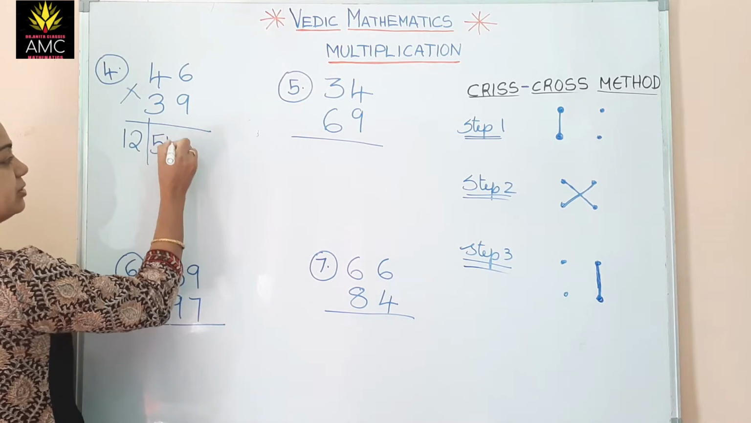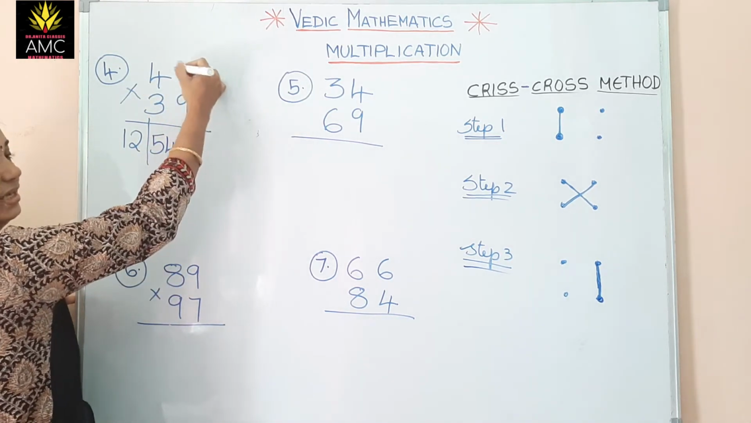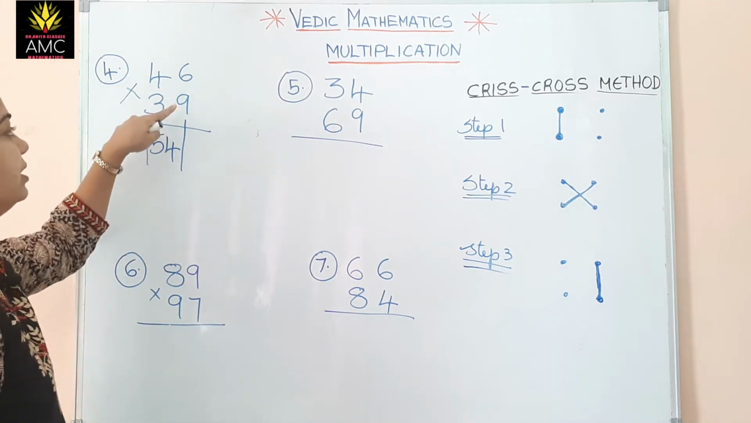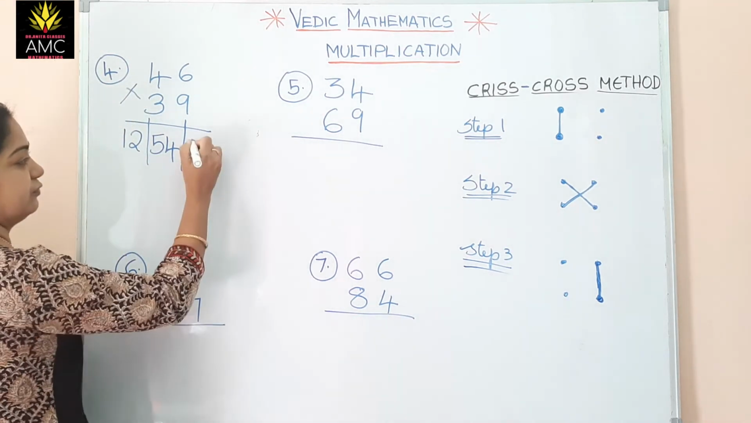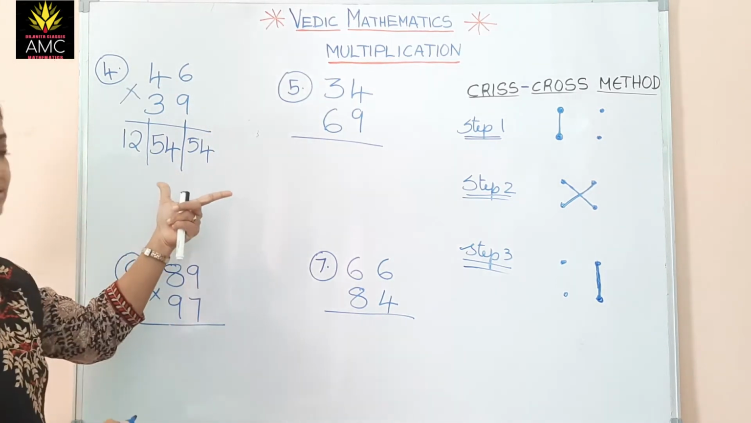So in practice you'll get 54. What I did here, crisscross: 6 3s are 18, 9 4s are 36, 36 plus 18 is 54. Now 9 6s again 54. So we got double digit numbers, 2 digit numbers.